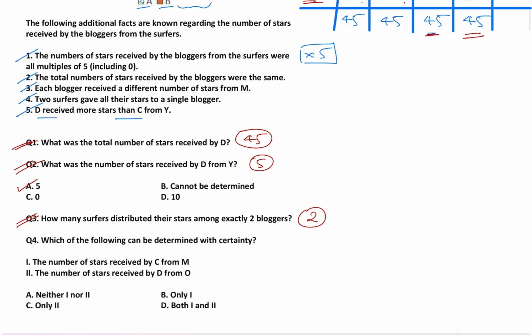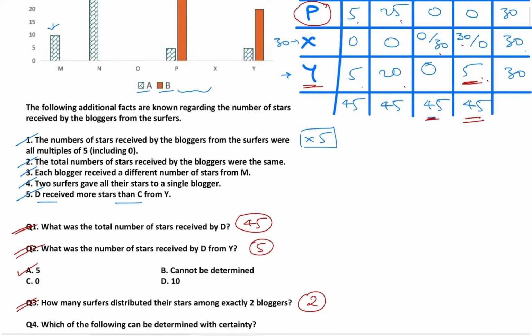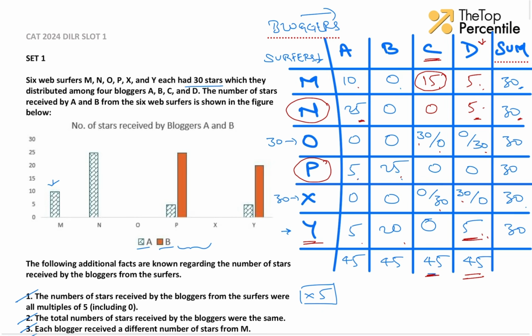So I have it with certainty. This will be correct. The number of stars received by D from O. Let's go back to our table. Received by D from O.